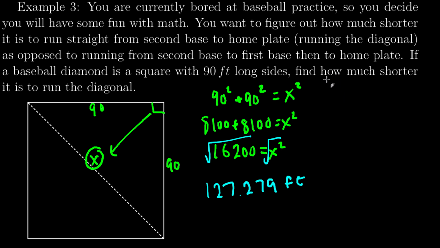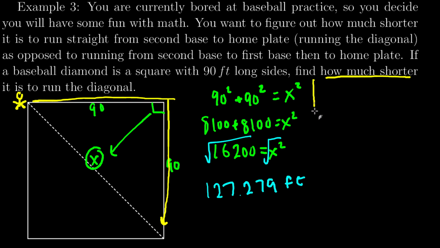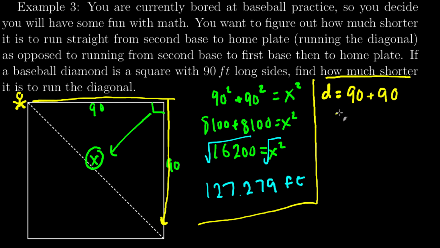Okay, but in this case, I didn't want to know just this distance. I want to know how much shorter it is. So if I think that I'm standing over here and run this distance and this distance, assuming I make a right angle turn there. Of course, there's lots of other assumptions that can be made, but we'll do the simplest possible computation. I know that the original distance is going to be 90 to go from second to first, plus 90 more to go from first to home, which is 180 feet.